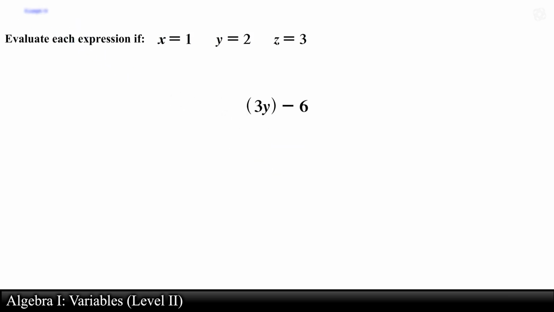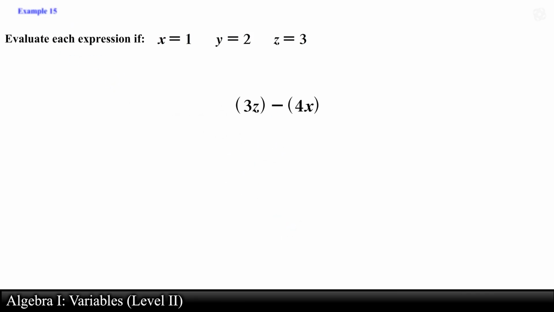Let's try the next variable expression, 3y minus 6. Here, notice that we have a parentheses. We need to work on these expressions first. So first of all, we need to substitute the variable, in this case y, with 2. And as always, make sure you use parentheses when you're substituting. So now we have 3 times 2, which simplifies to 6. And then 6 minus 6 is equal to 0.